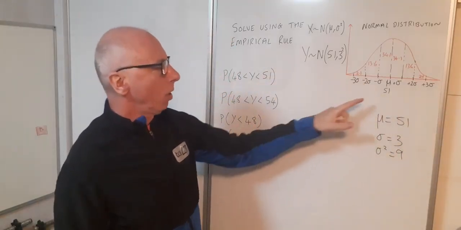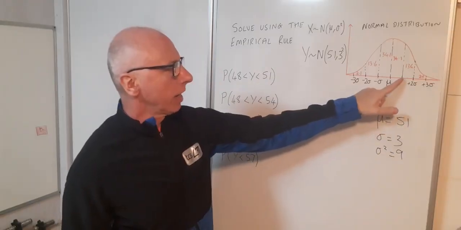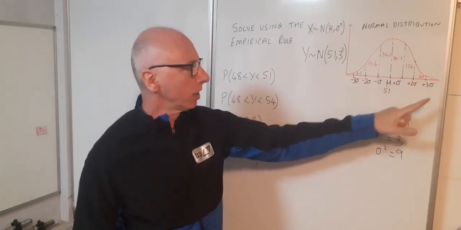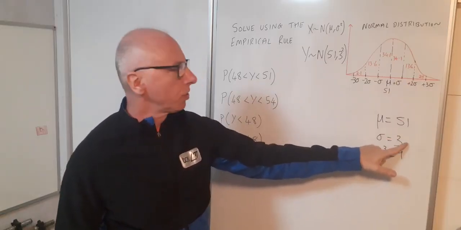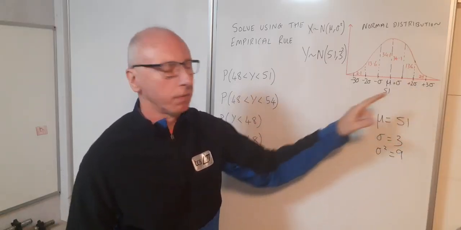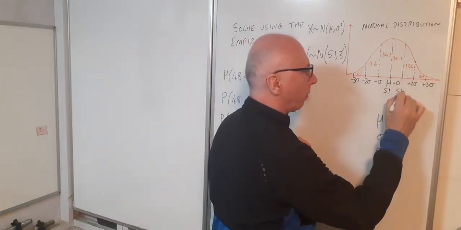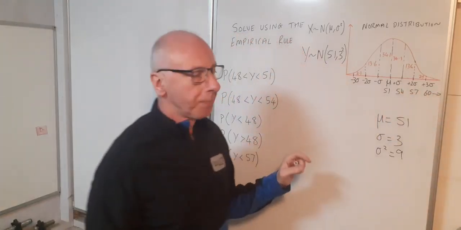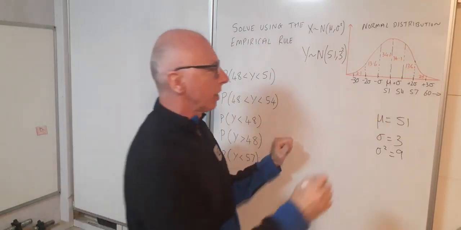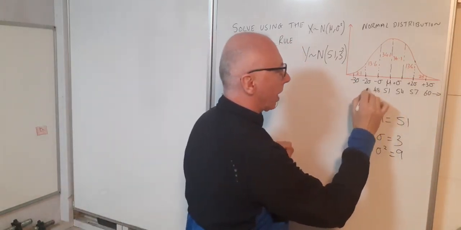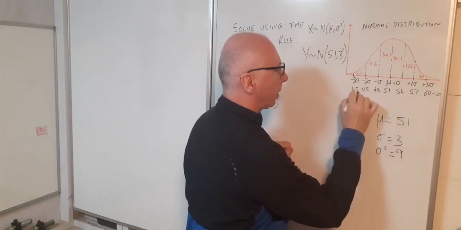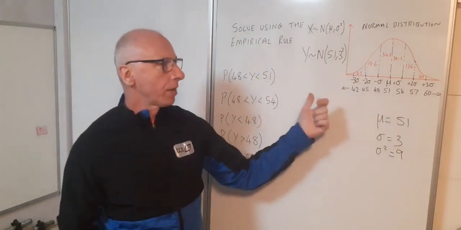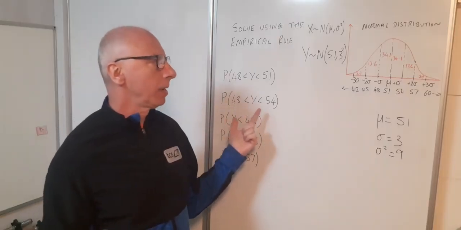Technically it goes across forever on this side and forever on this side. On this side we've got plus 1 standard deviation, plus 2 standard deviations, plus 3 standard deviations. Our standard deviation is 3, so we can mark them off as certain values: that would be 54, 57 and 60 and so on. And the same this way, subtracting 3 each time, so we go down to 48, 45, 42 and so on.